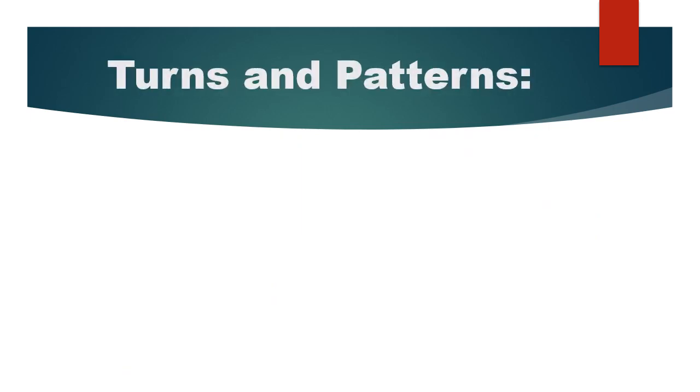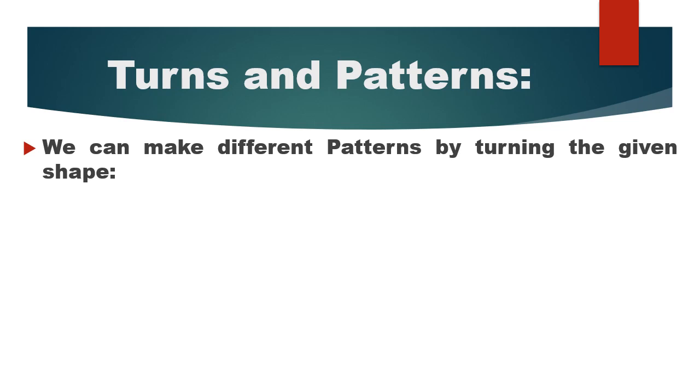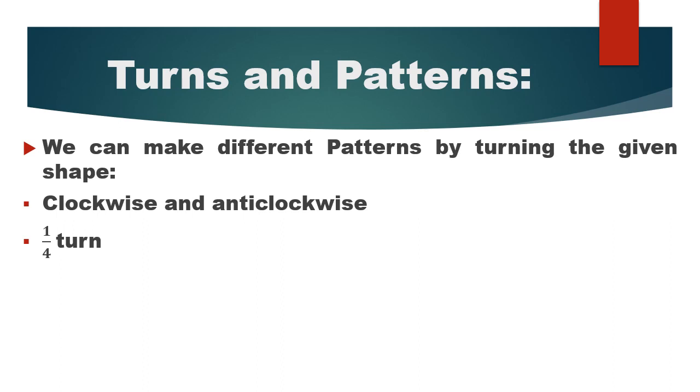Now, students, let us see turns and patterns. We can make different patterns by turning the given shape clockwise and anti-clockwise. We can also give 1/4 turn, half turn, 3/4 turn, and even a 45-degree turn. These turns are all possible clockwise and anti-clockwise.